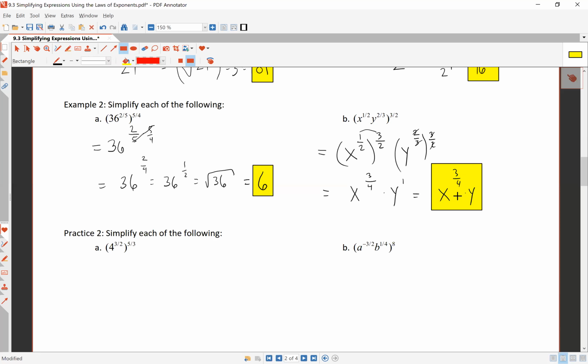This leads us to your practice problem, practice 2. I encourage you to press pause on your video and work these out and come back when you're ready to see the solution.